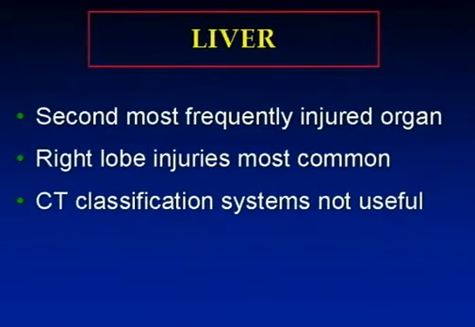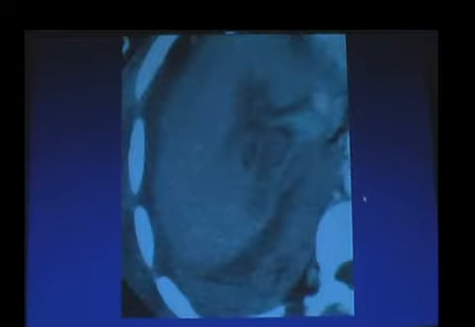Right lobe injuries are most common, and CT classification systems are not really useful for predicting which patients are going to need surgery. This is the classic CT appearance of hepatic lacerations, these branching linear low-density areas, most commonly in the right lobe of the liver.